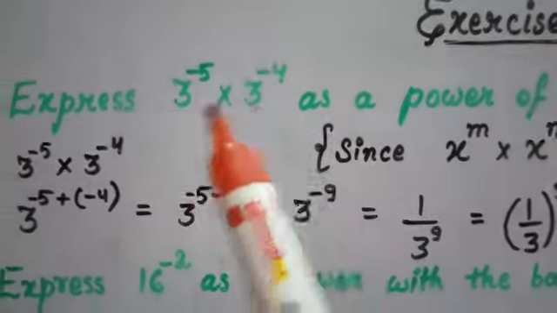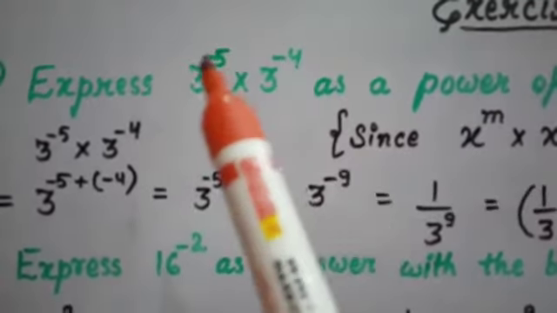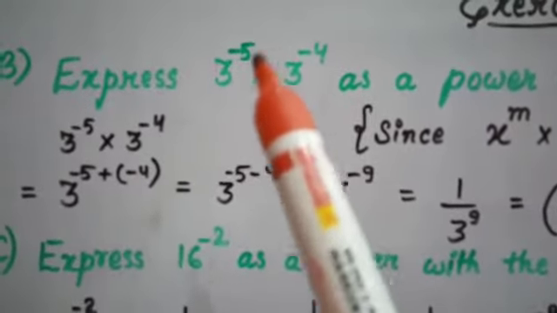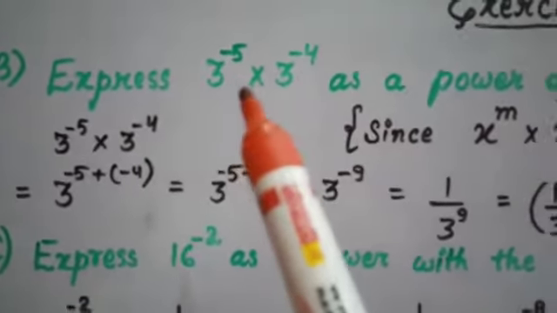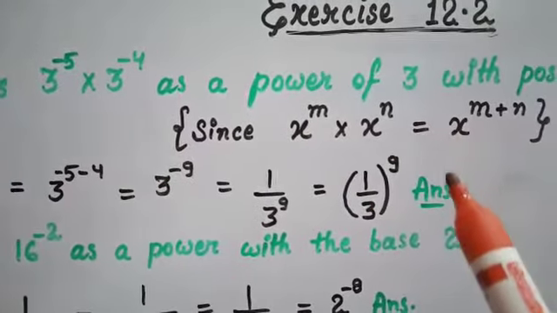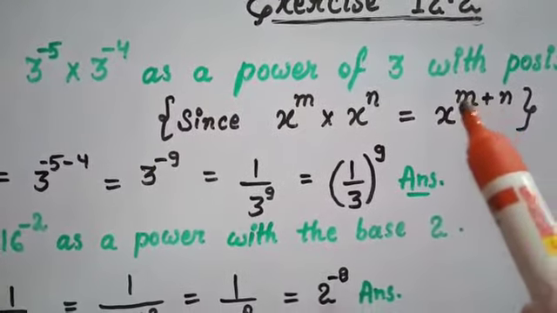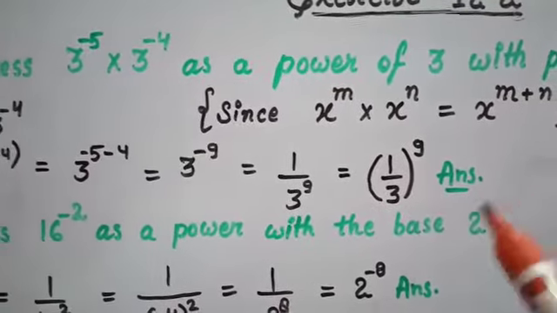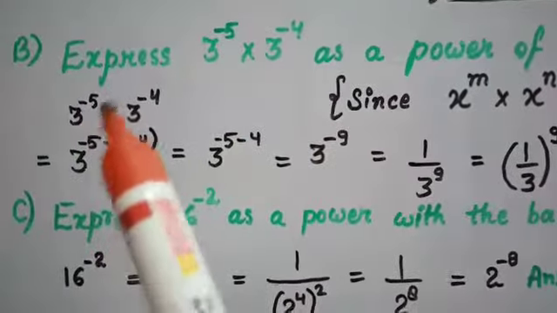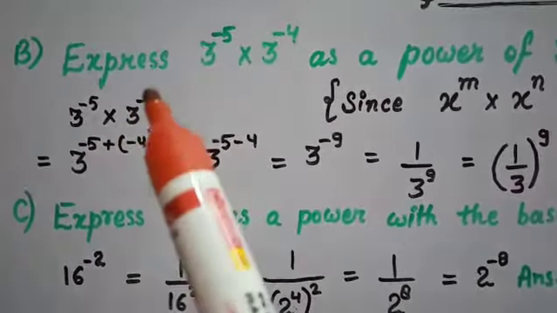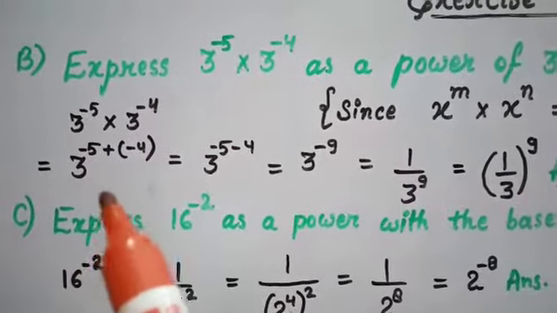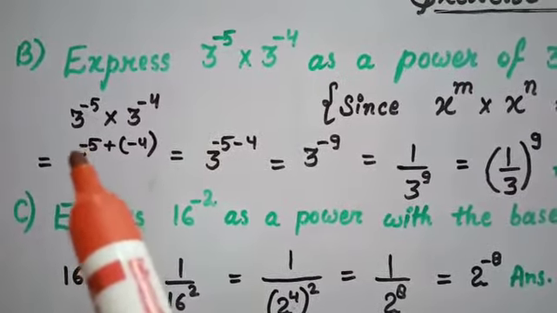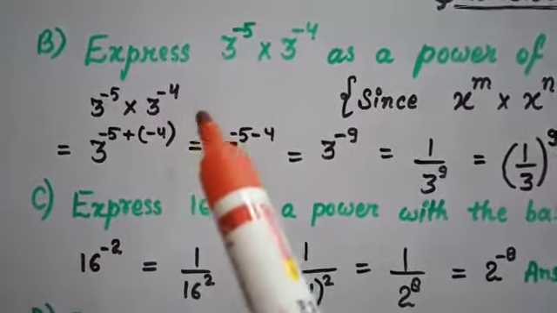In this, bases are same, powers are different, and in between there is a multiply sign. So we will use the first law of exponent like this: x to the power of m into x to the power of n is equal to x to the power of m plus n. 3 to the power of minus 5 into 3 to the power of minus 4 will be 3 to the power of minus 5 plus minus 4.